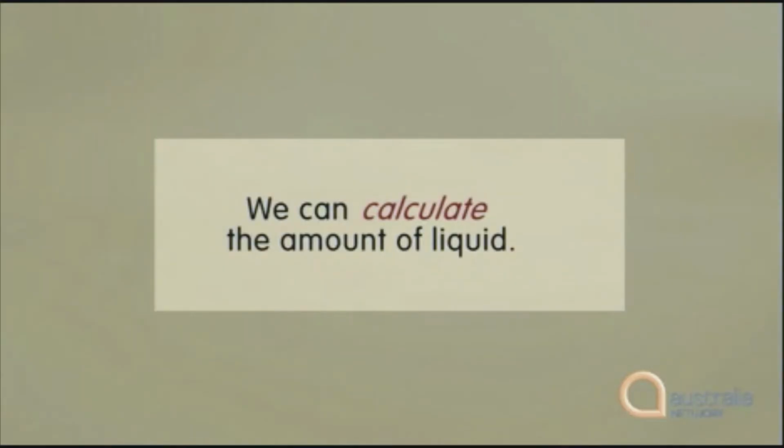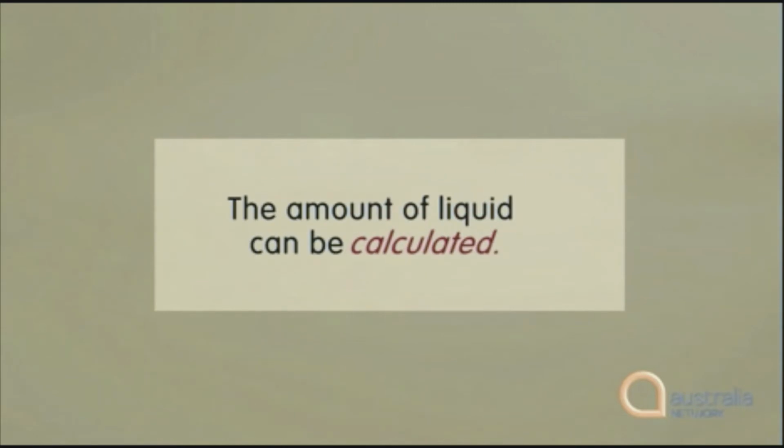Remember that a passive sentence starts with the object, then the verb. So we can calculate the amount of liquid becomes the amount of liquid can be calculated. Okay, let's finish today by testing you on the passive. Listen to the steps in a simple process. This is how you make a cup of coffee.